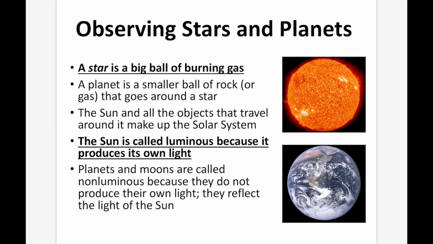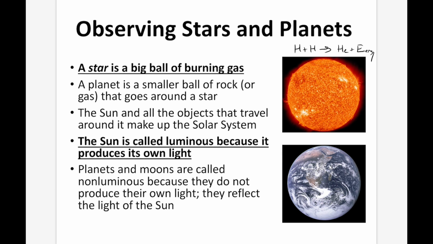Observing stars and planets. So what makes a star a star? Well, a star is a big ball of burning gas. Like I talked about, we have hydrogen plus hydrogen gives us helium and lots of energy. Hydrogen and helium are both gases, and it's that intense pressure and temperature inside the sun that makes fusion occur. A planet, on the other hand, is a smaller ball of rock or gas that goes around a star. The sun and all the other objects that travel around make up the solar system. So we have a solar system, but every other star will have its own individual solar system as well.